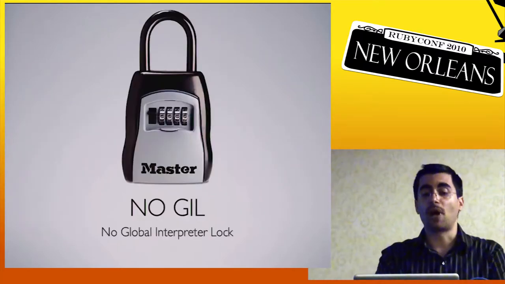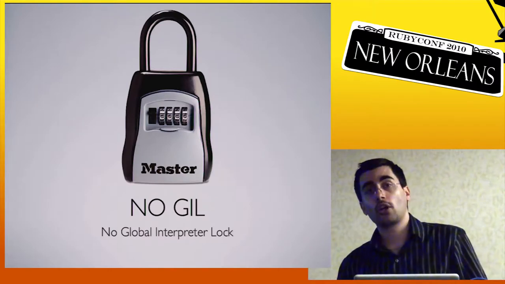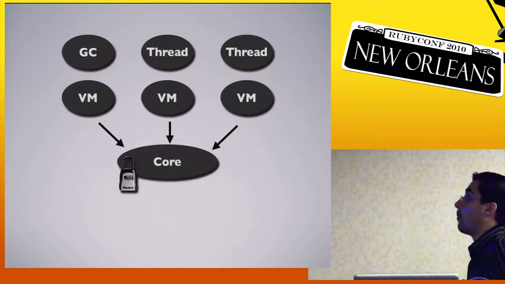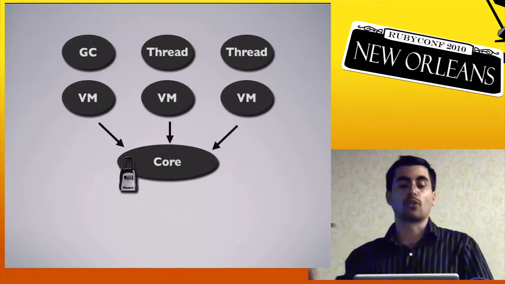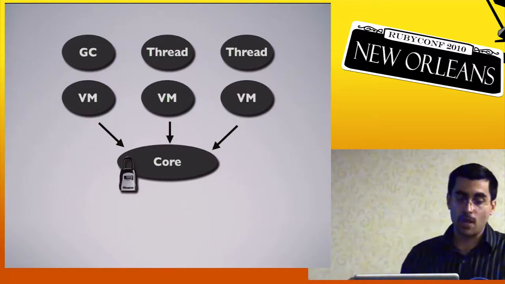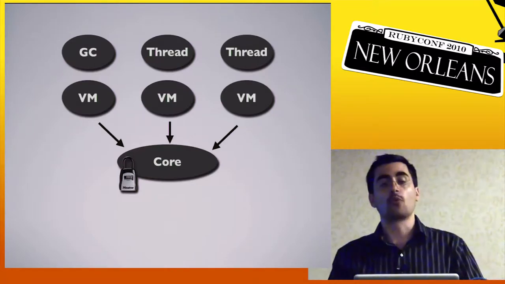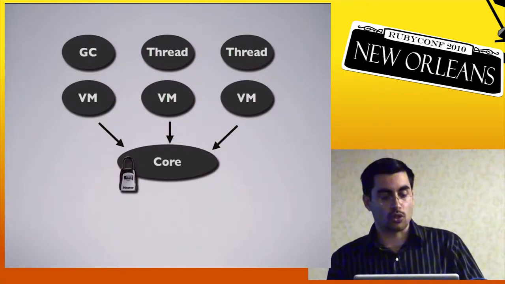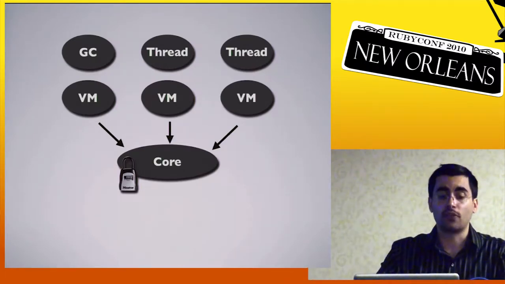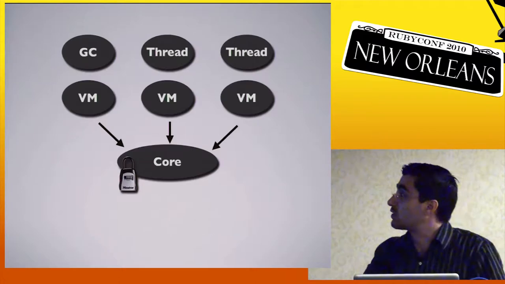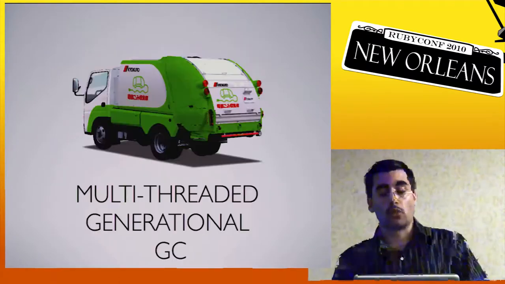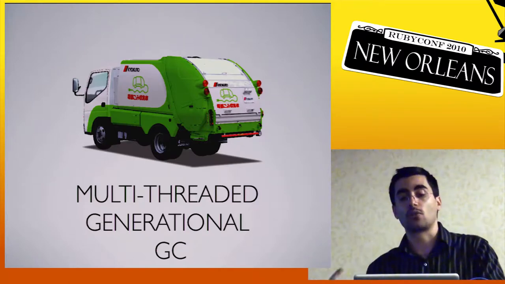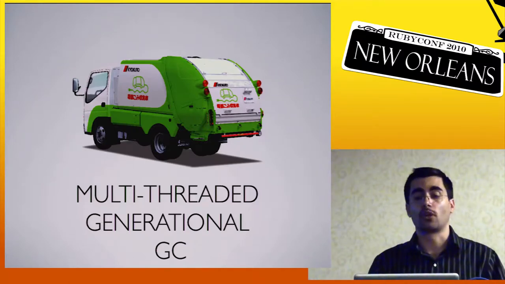Another big aspect of MacRuby is that there's no global interpreter lock. What that means concretely is that's how we run MacRuby. Each thread runs inside its own VM, and the VMs are lockless and re-entrant, and the core will take care of the potential locks that need to happen. Each thread is a native POSIX thread, and the GC itself runs in its own thread. The GC is a multi-threaded generational GC, which means that it's not a stop-the-world. So when the GC runs, your program doesn't stop. None of your threads will stop.